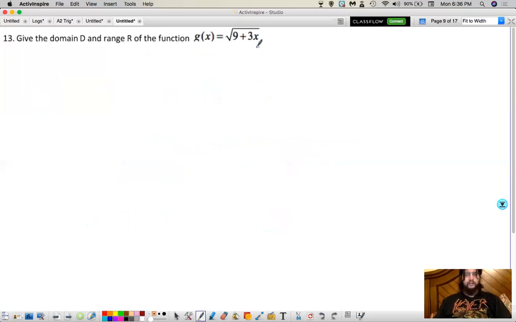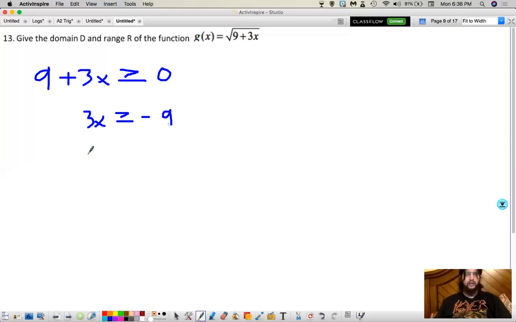Domain and range of this thing. It doesn't ask for much. There's nothing to solve. You just say, hey, domain, I know this thing's got to be greater than or equal to 0. I kind of left off half the equation there. The inside part of this radical must be greater than or equal to 0. Let's solve it. 3x is greater than or equal to -9. x is greater than or equal to -3. That's my domain. -3 to infinity.